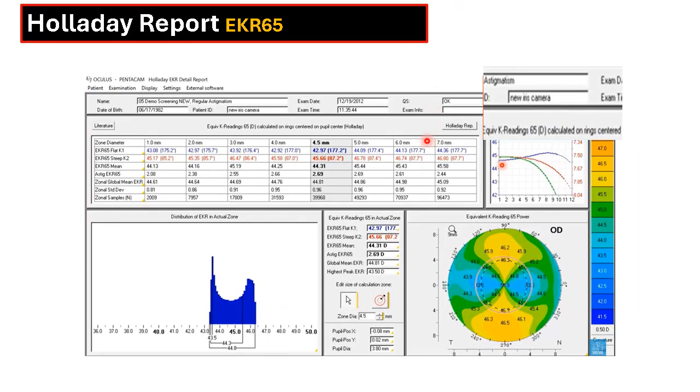Another important thing in the Holladay report that I would like to emphasize is the meaning of EKR 65. The EKR 65 is measured by the Pentacam because the Pentacam can measure the anterior and posterior surface of the cornea. So EKR stands for effective keratometric reading. It takes into consideration both the anterior and posterior surface of the cornea, and it gives you the equivalent K reading that is present in a zone of 4.5 millimeters.